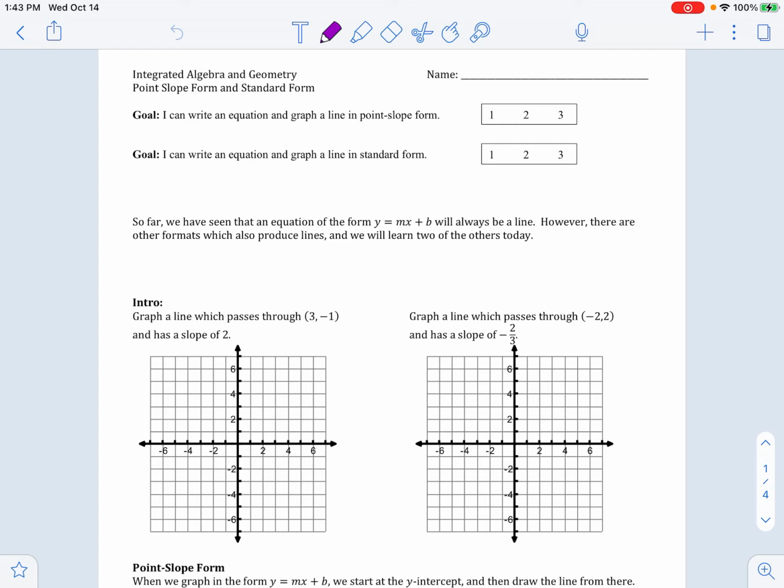Last notes were on slope intercept, where if you look at the equation in slope intercept form, that is going to be a line, but so will point slope and standard form. So do you know how to graph either one of those? Go ahead and pre-rate yourself.